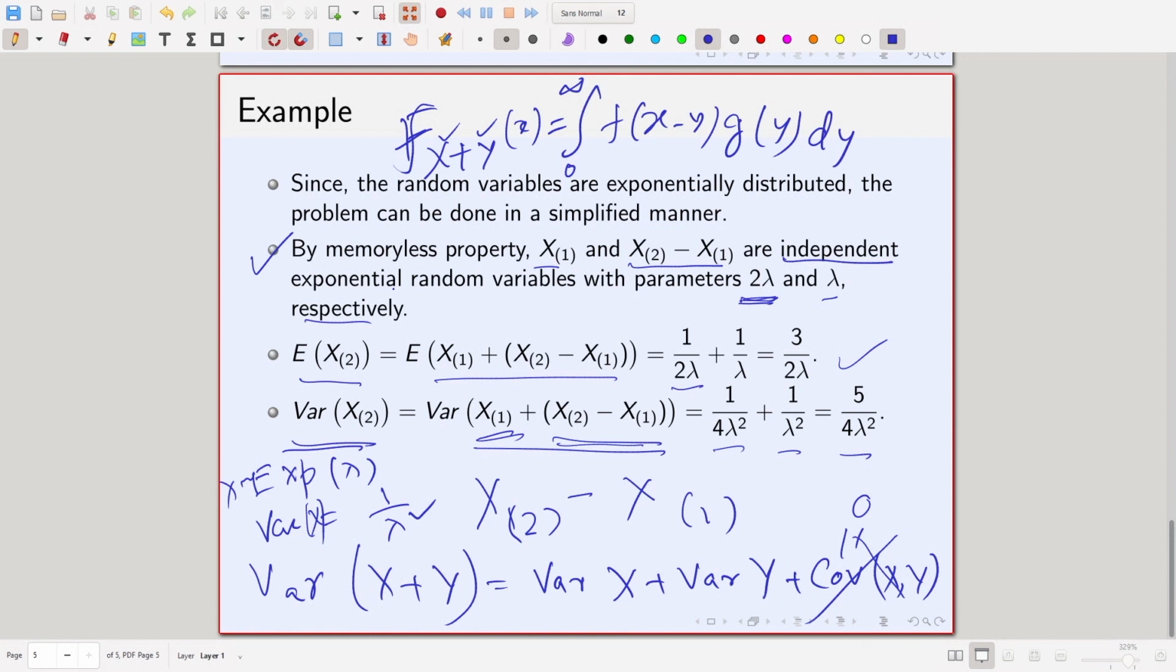But since the question asked only about mean and variance, we can calculate it very simply because the given random variables are exponential. If it is any other random variable, then the first method which we employed is the one to use. But since exponential is special, there is an easier way to find the answers you are looking for. So we have worked out the problem in 2 different methods, and obviously we got the same answer.